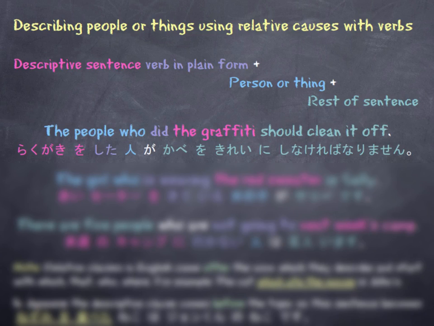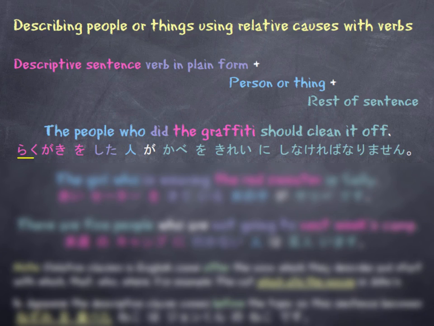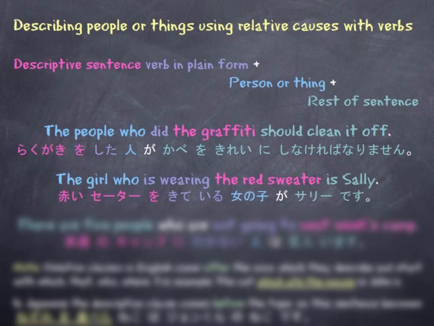落書きをした人が壁をきれいにしなければなりません. So what we can see here is our descriptive sentence, which is 落書きを, and then we've got our verb in plain form, した, and then we have person, which is 人, and finally the rest of our sentence. 壁をきれいにしなければなりません. So this first part here, 落書きをした人, what that means is the people or the person who did the graffiti. Let's take a look at a second example.